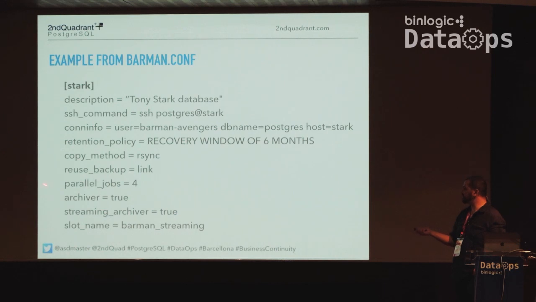Then, as I was saying before, we have parallel jobs for copying using rsync. So we have 4 configured here. We have archiver configured, so we are going to receive all files through the archive command, and we also enabled the streaming archiver. And we are reserving a slot name that is called barman_streaming. Like this, Barman is going to receive WAL files from 2 sources, okay, and execute backups.